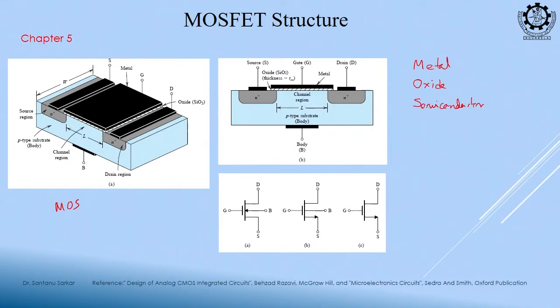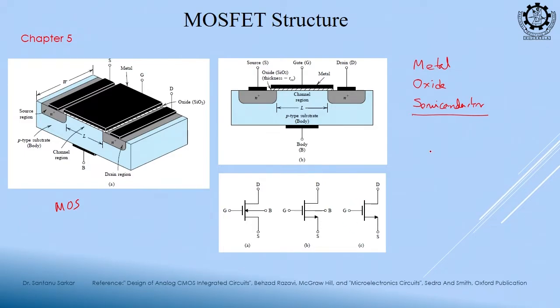So, we will be having a substrate or semiconductor body. How this MOSFET is built up, we will discuss the structure a little bit, and then we will move on to the circuit portion. So, this is the symbol of the MOSFET.